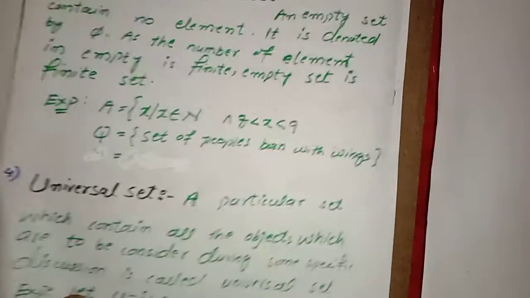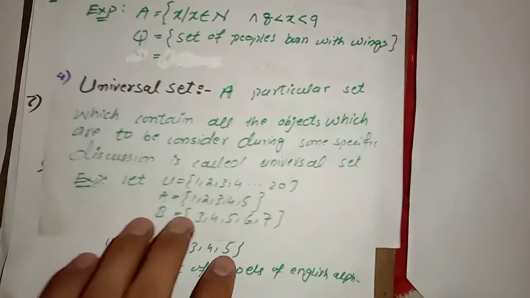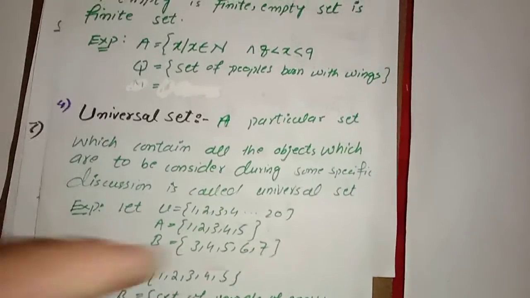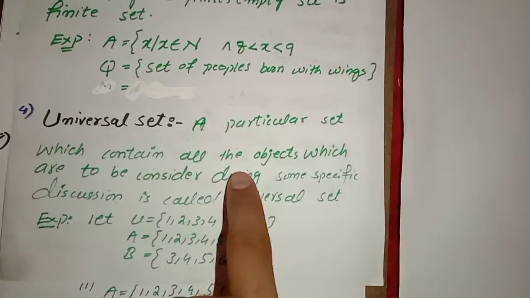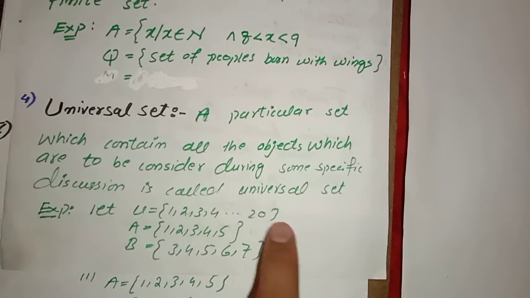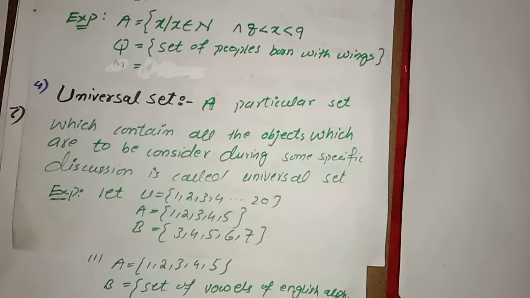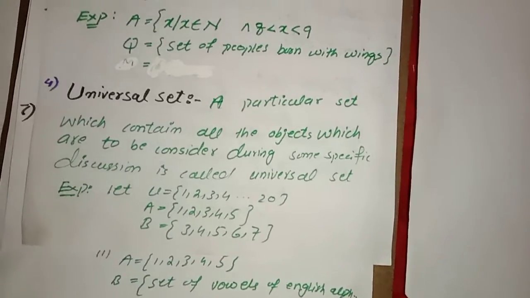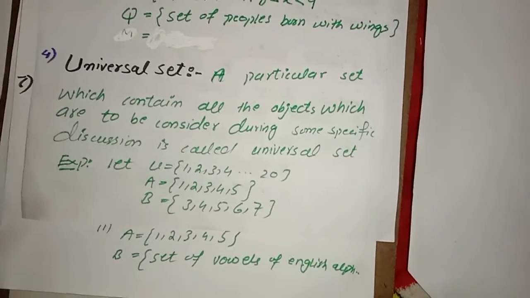Number four is the universal set. It is a very important set. A particular set which contains all the objects to be considered during some specific discussion is called a universal set. Let's focus on an example. You will learn it very easily.